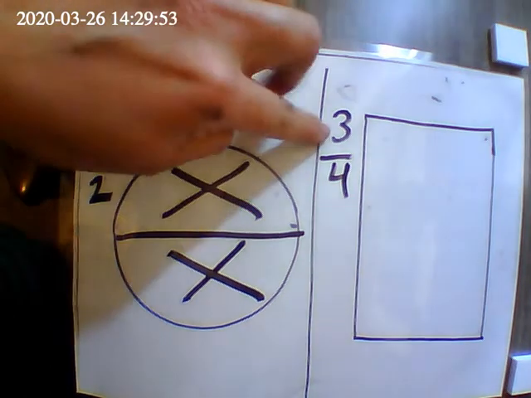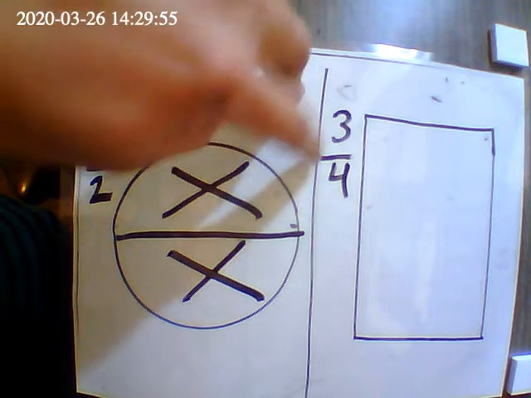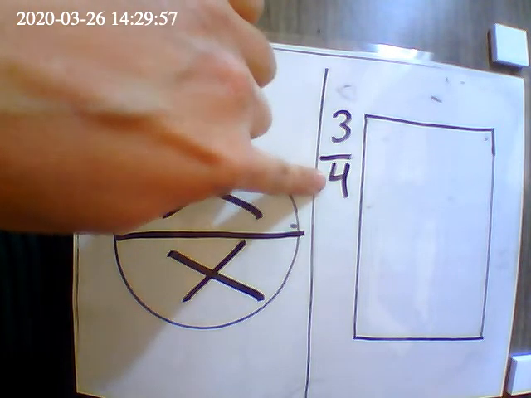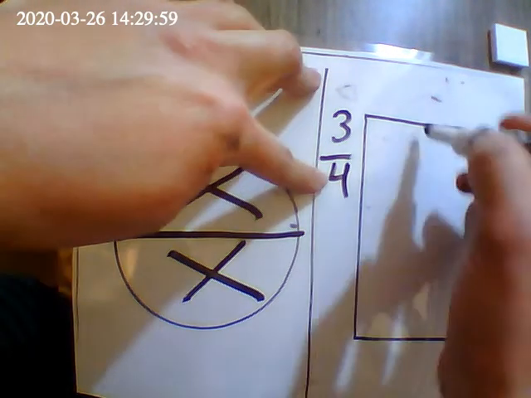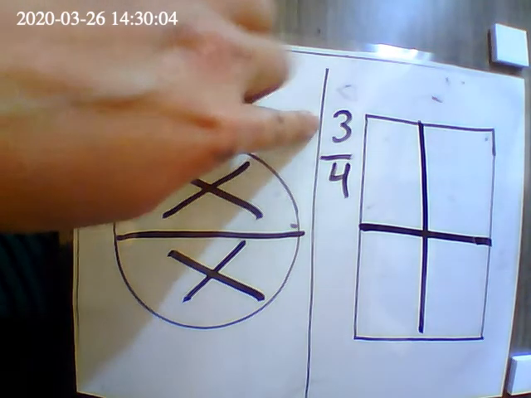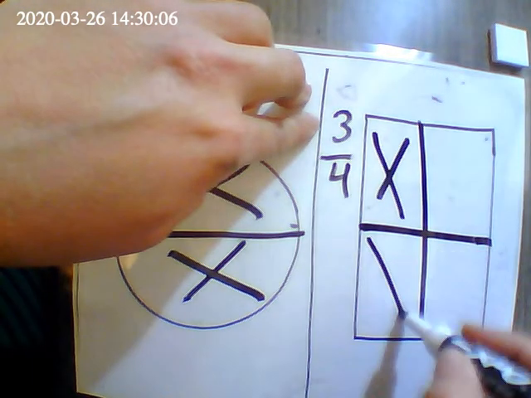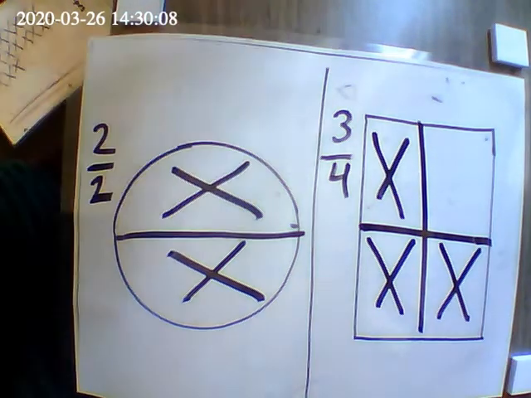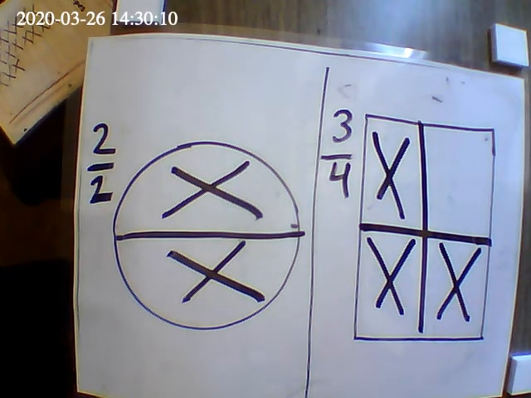So let's go to our rectangle. We are coloring in 3, and we are cutting it into fourths, or 4 equal pieces. And then we're going to color in 3 of those 4. We colored in 3/4 of the rectangle.